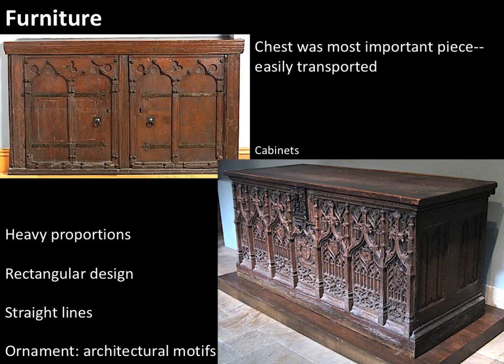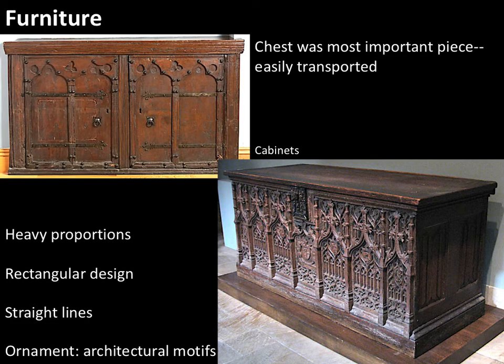So what's going on with the furniture? I've got to say, we don't have a lot of elegant furniture. The most important piece of furniture anyone had was a chest, because you could put it onto a wagon and take it with you, and your chest could contain all of your most important items.